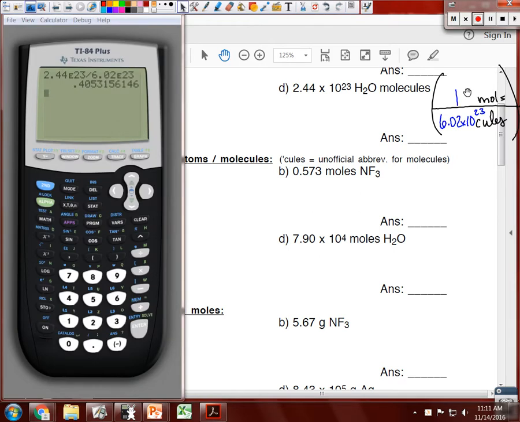Why can you not write atoms here? Because it's water, and water is a molecule. That's why you have to write molecules. All right, so this should be your setup. So you have Avogadro's number of molecules on bottom and 1 mole on top. And what did I do to these two numbers? Divide, and over here the calculator should have been the answer you got in your calculator.